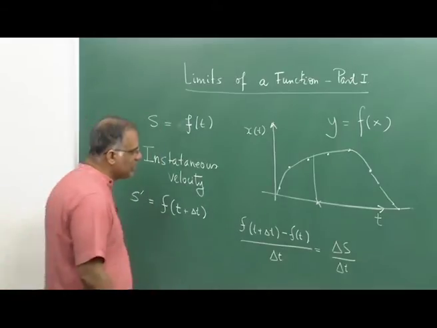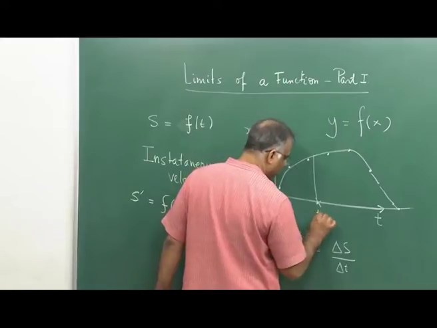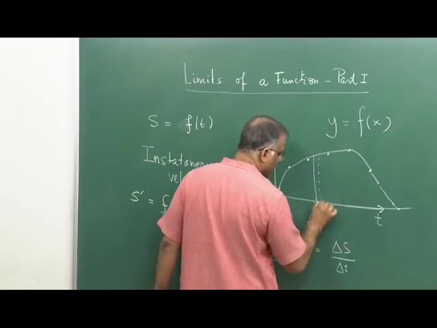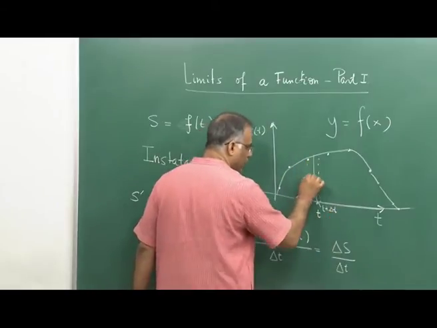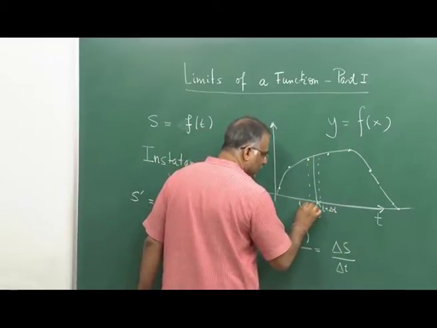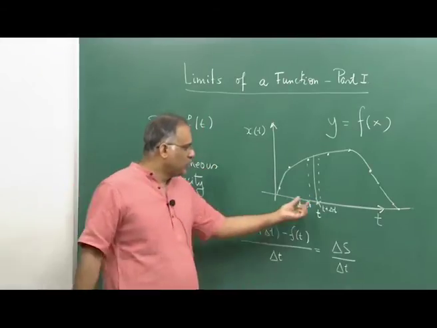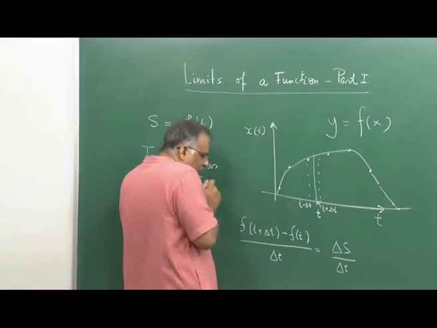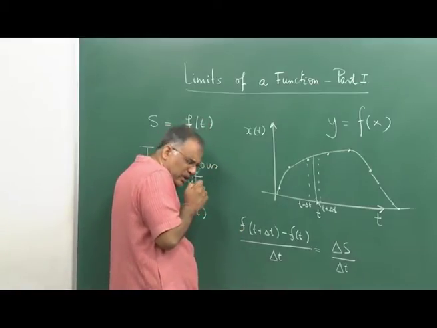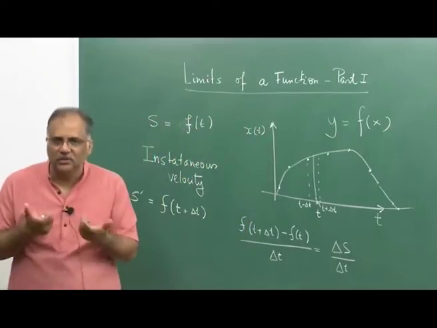You can make the change at the point t either here, t plus delta t, or t minus delta t, whichever way you want. You can look at what the velocity was: the distance it had covered just a few seconds before, or the distance it covers a few seconds after. You can do either.